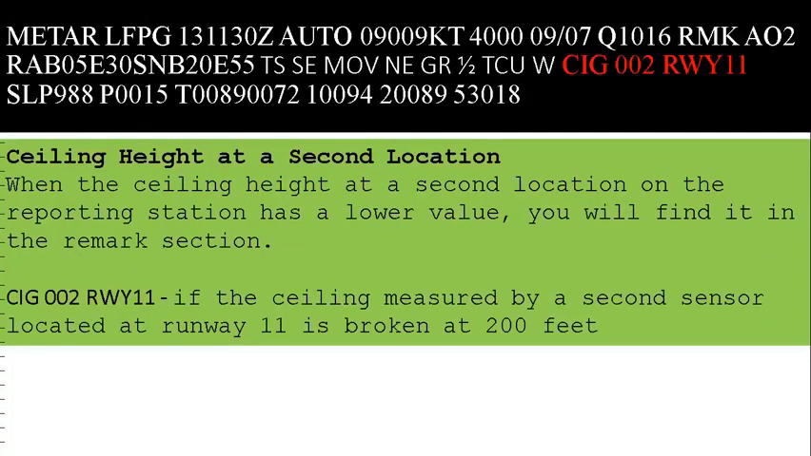Then ceiling height at a second location. When the ceiling height at a second location on the reporting station has a lower value, then only will you find it in the remark section. So here we have been given CIG 002 runway 11. If this second sensor is reading this, then definitely this value is less than the main sensor value. So it is given as ceiling is at 200 feet, runway 11. A second sensor is reporting this.